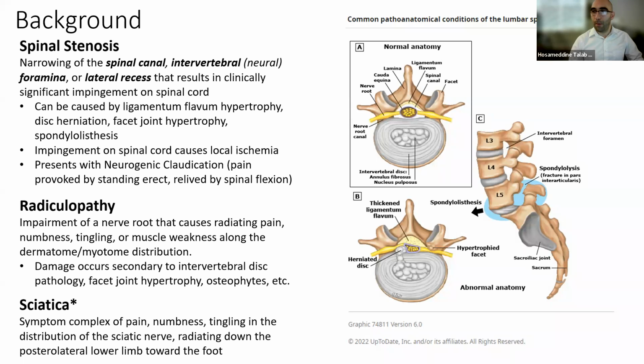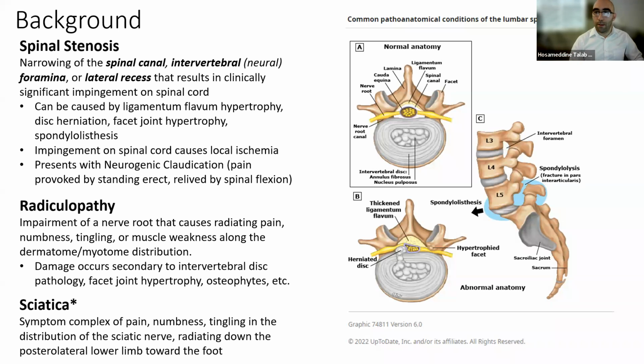Now this narrowing of the spinal canal, neural foramina or lateral recess can be due to things like hypertrophy of the ligamentum flavum from disc degeneration, disc herniation or bulging of the nucleus pulposus. It can also be due to osteophytes impinging, although that's less common. And then spondylolisthesis, or slippage of the vertebral bodies relative to one another.